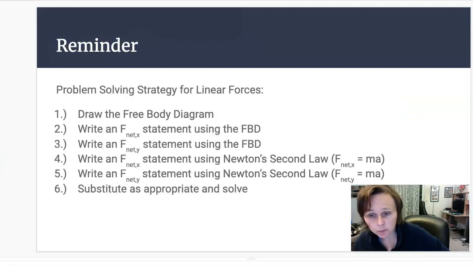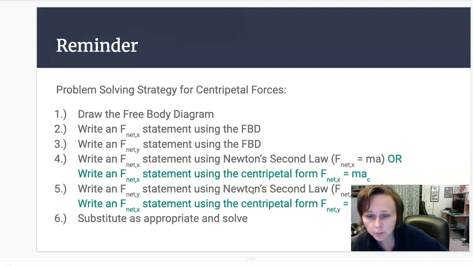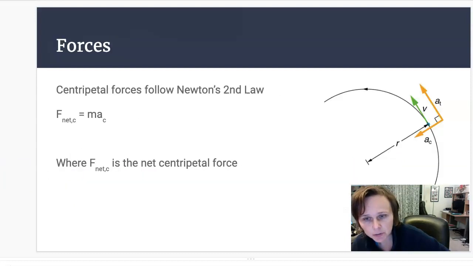Before we jump into the forces, I want to show you a reminder of how we solve problems with forces in 2 dimensions. So free body diagram, right? Net force in x direction, net force in y direction, and second Newton's law statement for each of the net forces, which is ma in each of the directions. For centripetal motion, we'll just use, instead of a, the centripetal acceleration, which is linear speed squared divided by the radius.